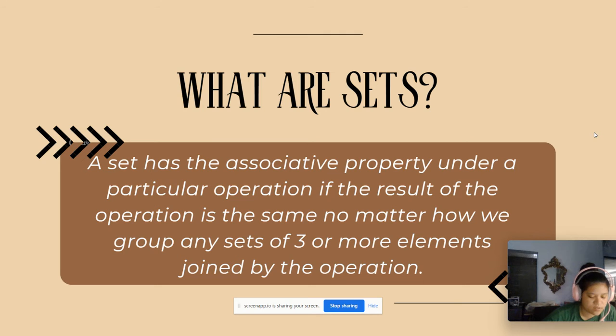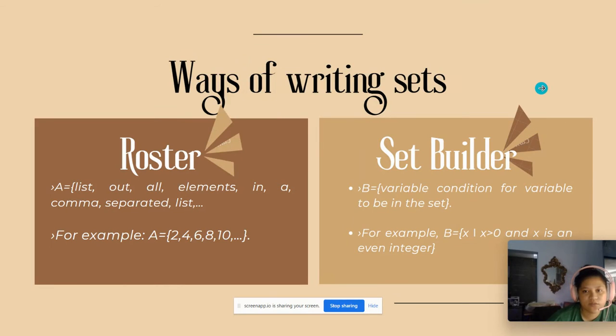So a set is a collection of things called elements or members of the set, which can be mathematical objects of any kind. It can be numbers, symbols, points in space, lines, or other geometrical shapes, variables, or even other sets. Now, ways of writing sets.